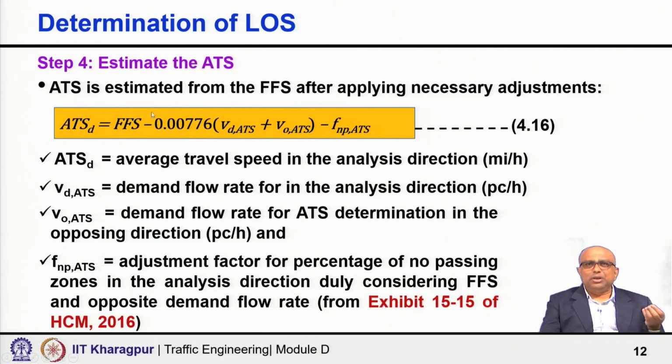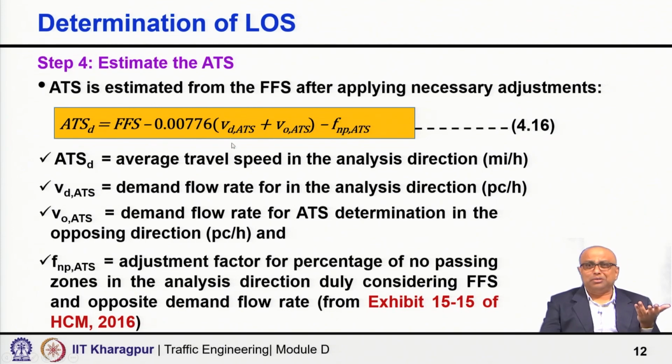Then we can do the estimation of average travel speed using equation 4.16 as given here. What are the corrections we need to apply? One is with respect to the volume. So, obviously, FFS minus some coefficient times the volume. Since it is a two-lane highway, the two-way volumes are to be taken. So, we consider the demand flow rate in the analysis direction, indicated as VD ATS, and also the opposite direction, VO ATS.